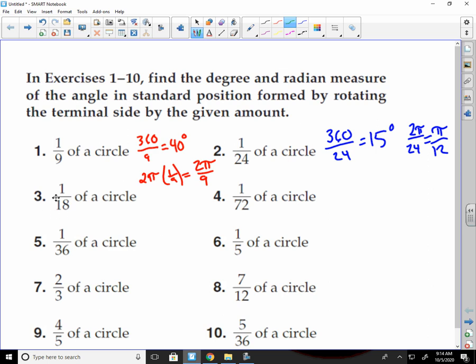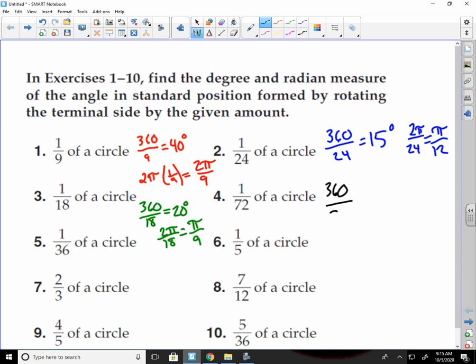Number 3, 1/18 of a circle. So that's 360 times 1 over 18. 360 divided by 18 is 20 degrees. Then it's 2 pi over 18, which reduces to pi over 9. Always reduce that fraction. Don't turn it into a decimal, or we'll fight.